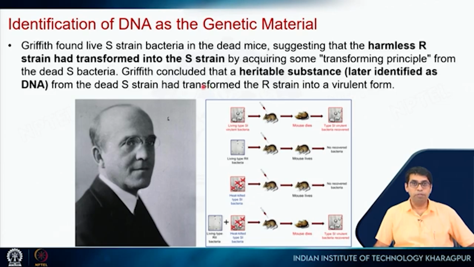So, this is the summary of Griffith's experiment. He found live S strain bacteria in dead mice, suggesting that the harmless R strain has transformed into the S strain by acquiring some transforming principle, some molecule that has resulted in this transformation. So, he concluded that a heritable substance is responsible for this transformation. That was the first time that he was able to show that there is some molecule which is responsible for this hereditary effect that we see, okay. And the experiment is explained here, as I have just mentioned.